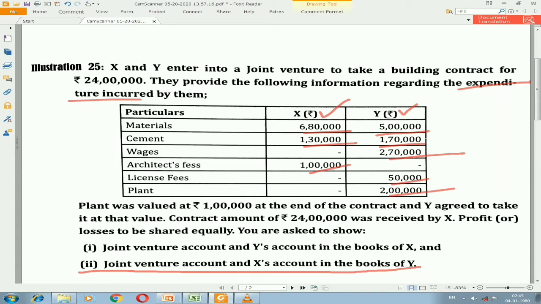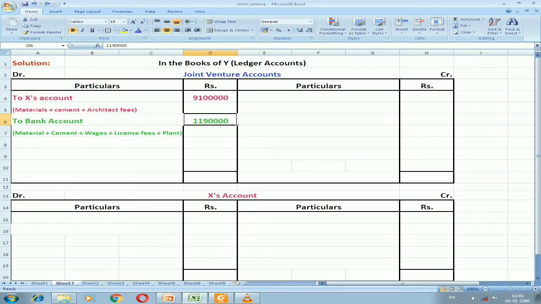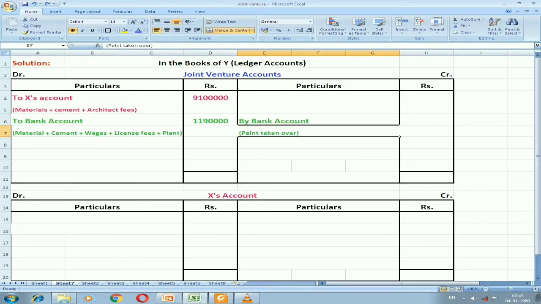Then we have the plant, valued at rupees 1 lakh. At the end of the contract, Y agreed to take it at that value. The plant which is taken by Y, we are recording in his books only. So when we are recording in his books, we are supposed to take it in the name of bank. If it is an asset, we can take the asset name also. If you're getting confused, you can take the bank name only. I have taken bank account only, the plant being an income for the co-venture, which is recorded on the credit side of the joint venture account.